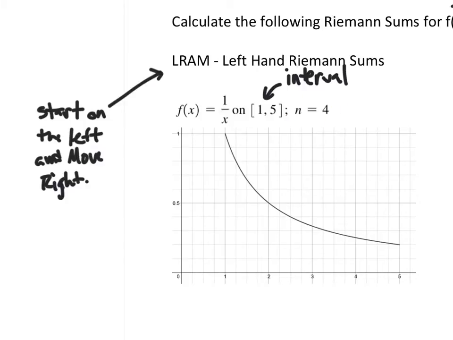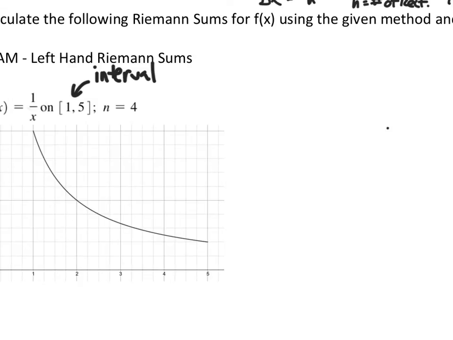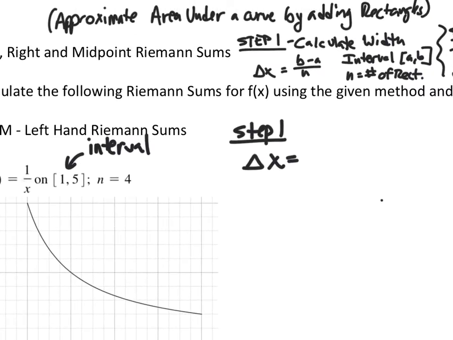So the first thing I want to do, step 1, is calculate delta x. Delta x is equal to, using the formula we had up here, b minus a over n. So we use our interval and the number of rectangles, which is what we're given here. So I'm going to do 5 minus 1 divided by 4, which gives me 4 over 4, which gives me 1. So delta x is equal to 1.